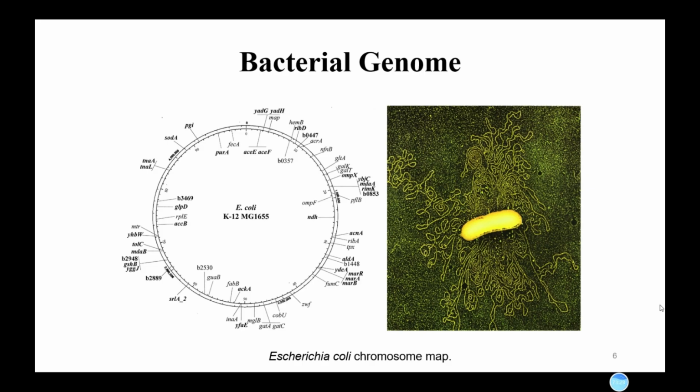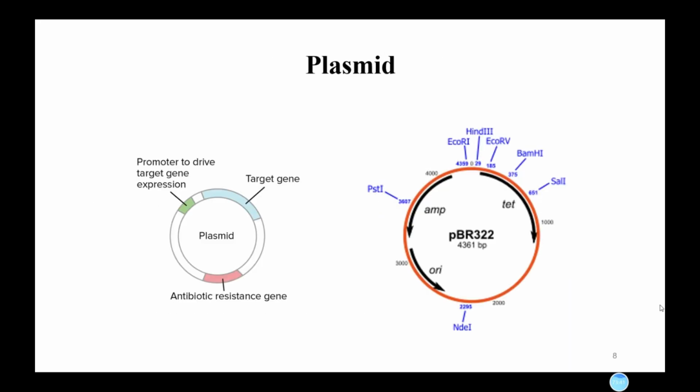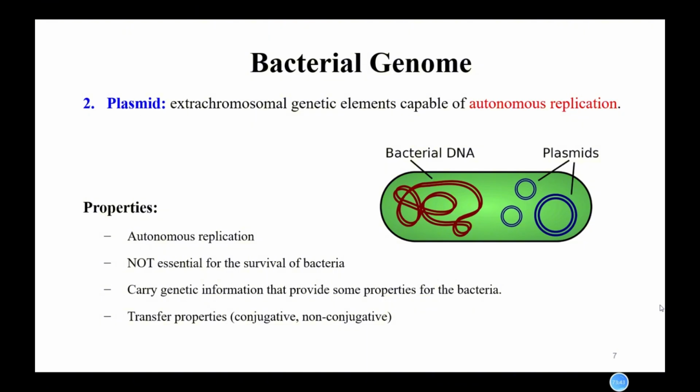So in a live E. coli cell, all those DNA must be well organized together, okay, in the live cell. This is genome. Another element for genetic information is the plasmid. Plasmid is extra chromosomal DNA. So here extra means outside. It's not on the chromosome. And this genetic element is capable of autonomous replication.